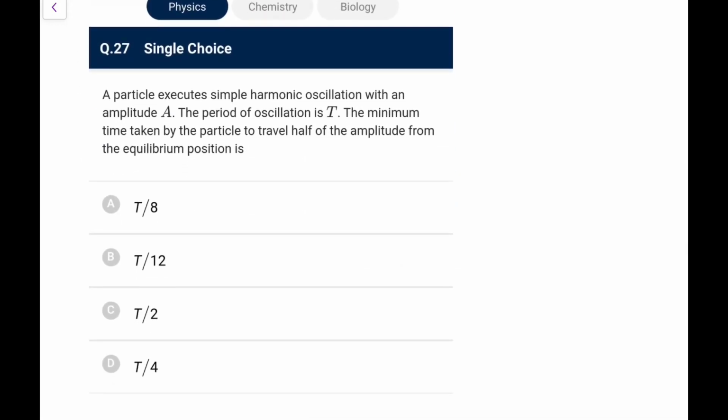Next one. A particle executes SHM with an amplitude A. The period of oscillation is T.